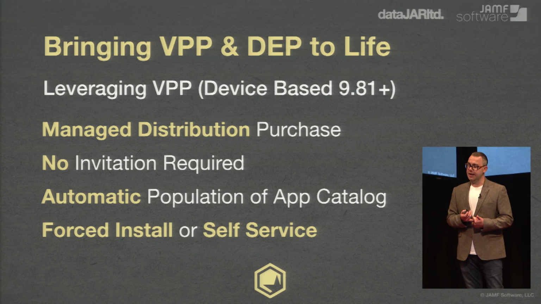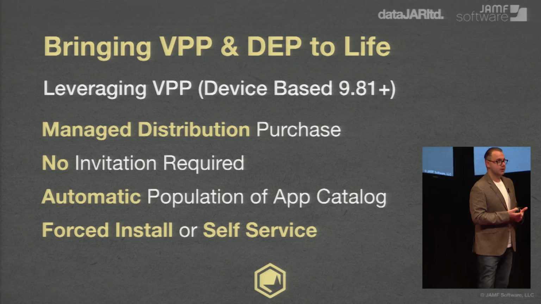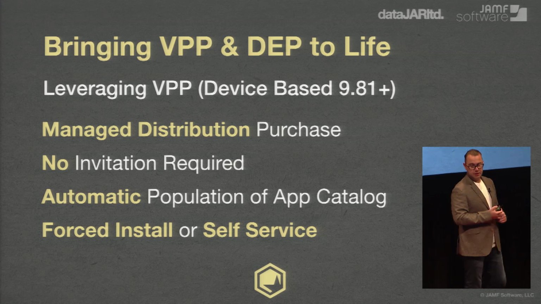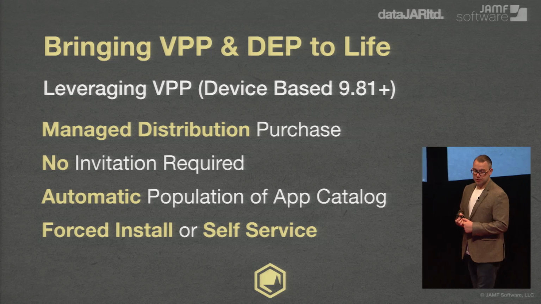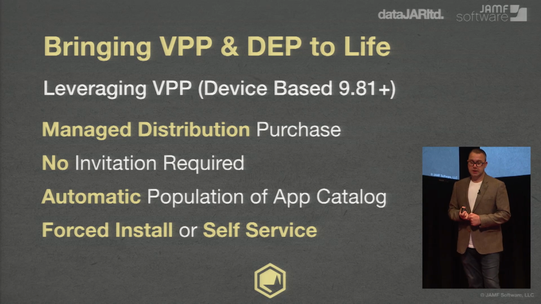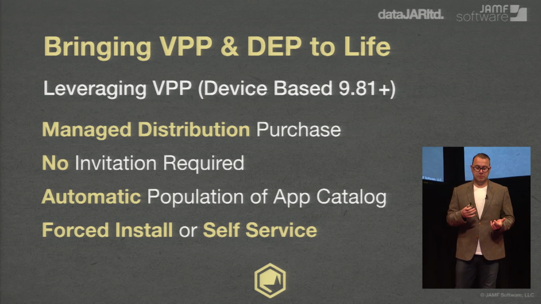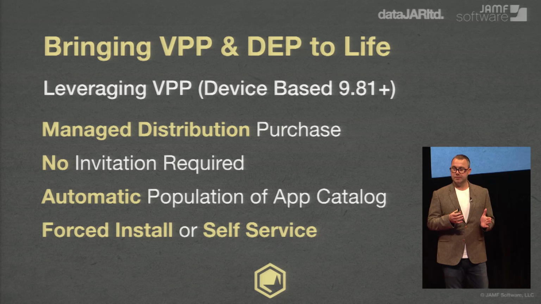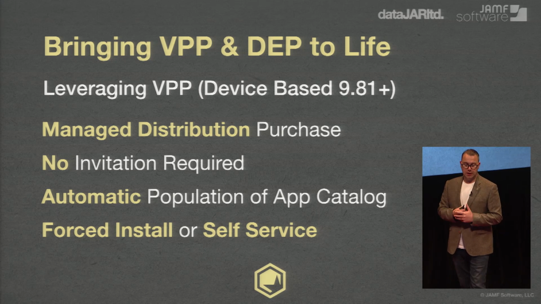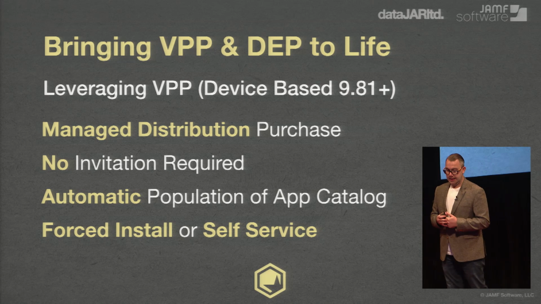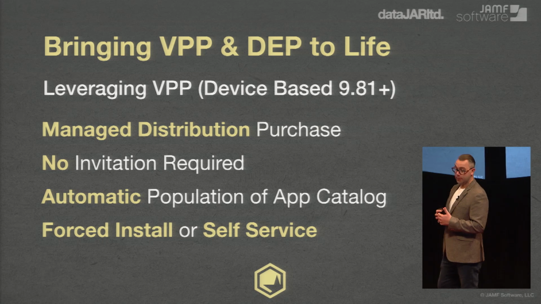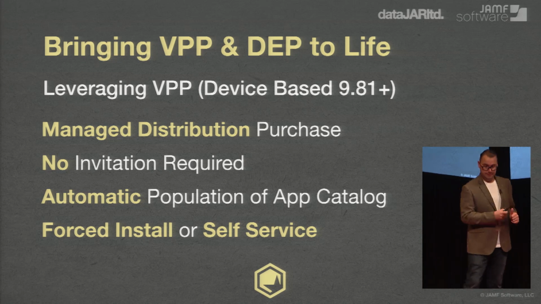So you just edit your JSS URL down the bottom there. So a quick recap. We're looking at managed distribution purchases now. No codes. There's no invitation required at all because we can assign directly to the device. The apps are automatically populated in the app catalog from deploy.apple.com, and we can select either a forced install or self-service. And I no longer have a job because it does it all now.